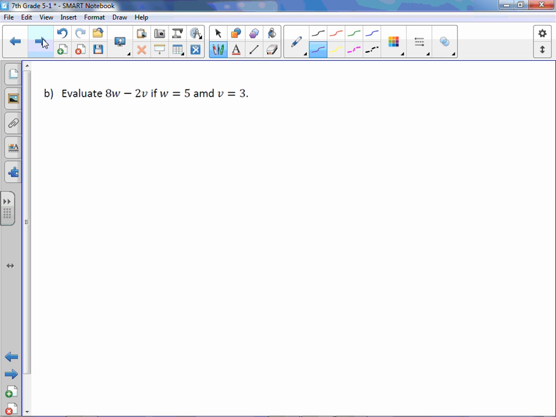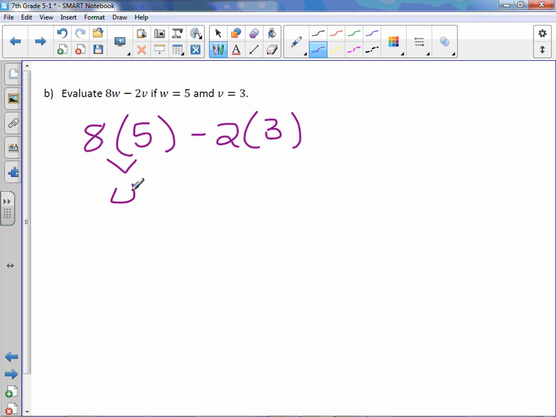Letter B, evaluate 8w minus 2v if w equals 5 and v equals 3. So 8 times 5 minus 2 times 3. We need to do our multiplication from left to right. So this would be 40. This would be 6, and bring down your minus sign. And 40 minus 6 is 34.